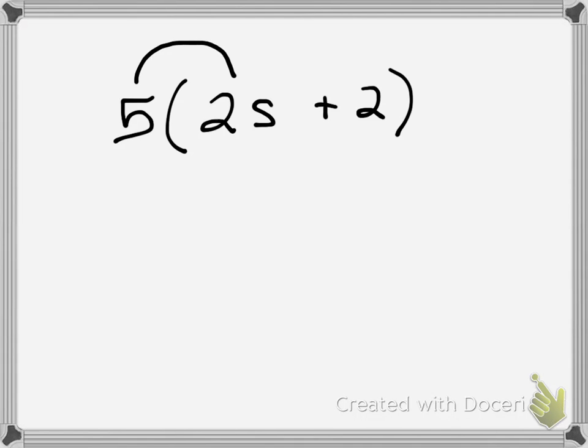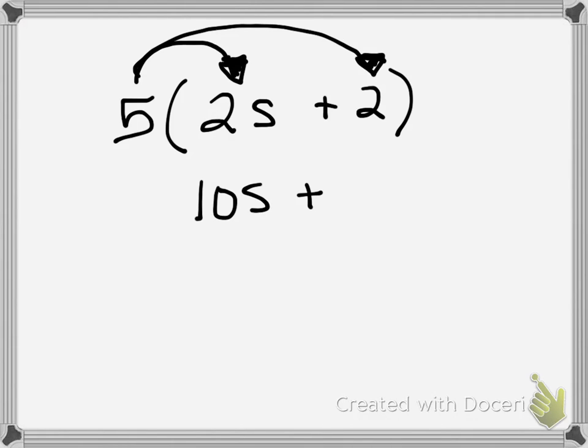We are going to multiply the 5 against the 2s, and we are also going to multiply the 5 against the 2. So 5 times 2s is 10s. Here's my addition symbol. And now 5 times 2 is 10. And that is as far as this can go because I don't know the value of s. So 10s plus 10 is the end of my work here. I'm all done. I've distributed the 5 to everything inside the parentheses.